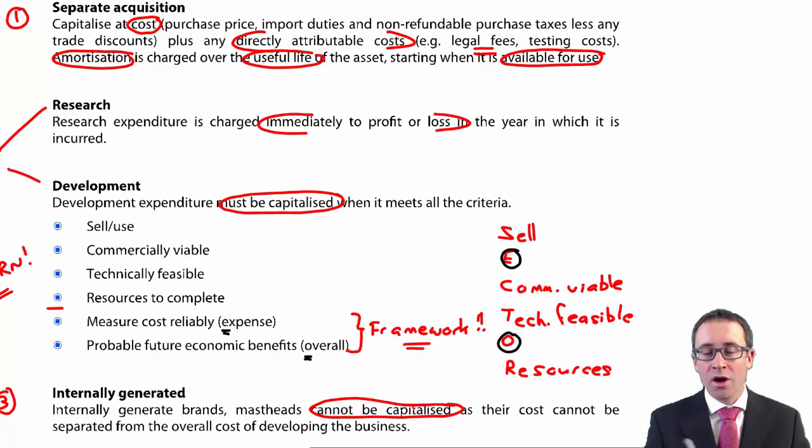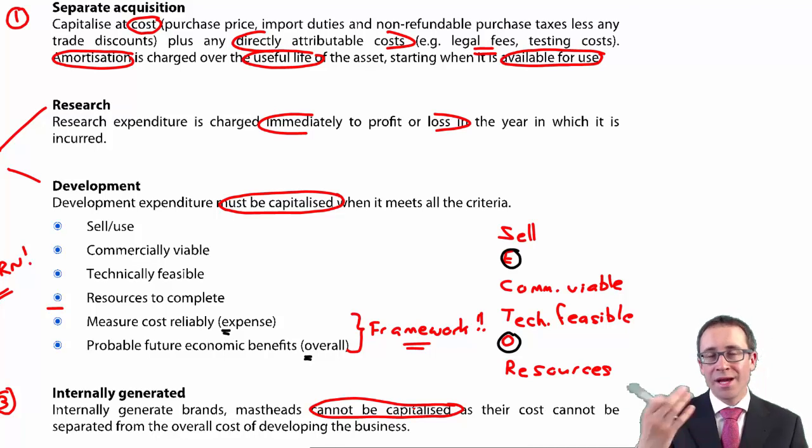So the key bit there is that the cost that you say you're spending on the brand is essentially just money being spent on improving the business overall, isn't it? And as it says there, the cost cannot be separated from the overall cost of developing the business. Okay, so it's not separable. It's not, if you like, going to be specifically spent on that brand. It's like a general expense, so therefore we cannot capitalize it.